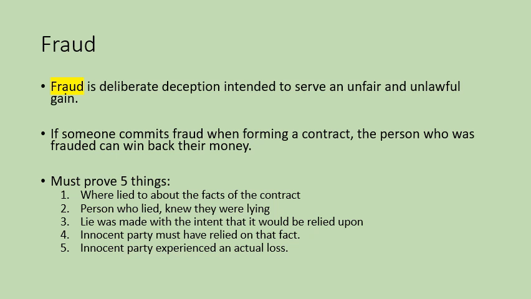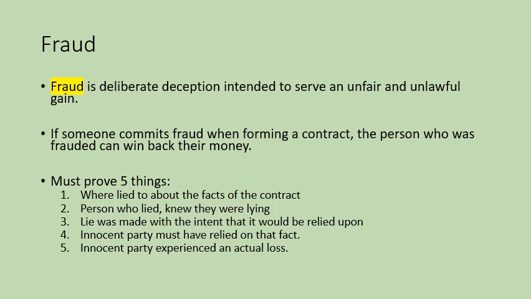1, they were lied to about the facts of the contract, so they have to prove that they were actually lied to. The person who lied knew that they were lying at the time that they lied. So they have to, number 1, prove that there was a lie. Number 2, prove that the person who was lying knew about that lie when they were doing it. Okay, number 3, the lie was made with the intent that it would be relied upon.